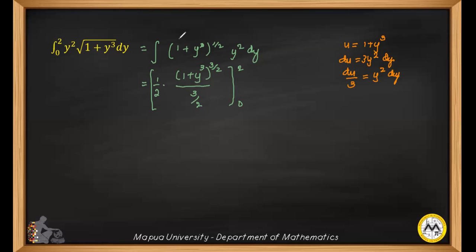Now, of course, we can do cancellation here. We can cancel 2 so that we will have the factor 1/3, and we can write 1/3 before the grouping symbol. So we can factor out 1/3 times the value of the indefinite integral (1 plus y cubed) raised to 3 over 2, from the lower limit 0 to the upper limit 2.